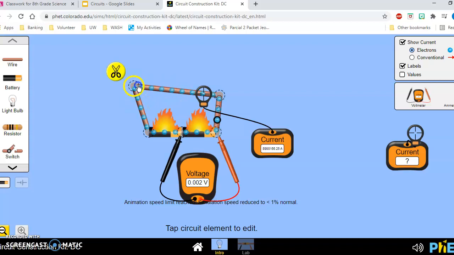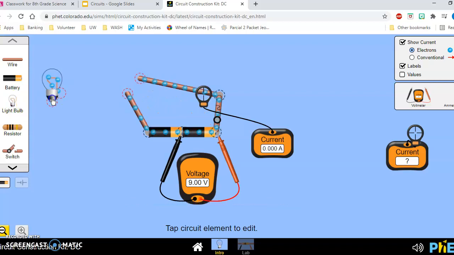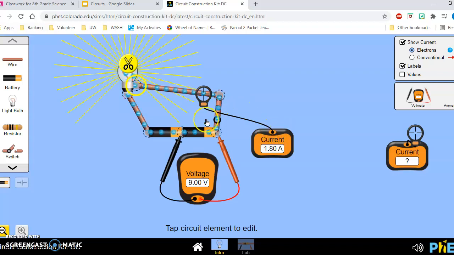Oh, I forgot the lights. I forgot the light. We still need the light bulb. So what happens now is we have twice as much voltage. Our voltage went from 9 to 18, and our current went from 0.9 to 1.8. So both our voltage and our current got twice as big by putting another battery in, which is interesting.